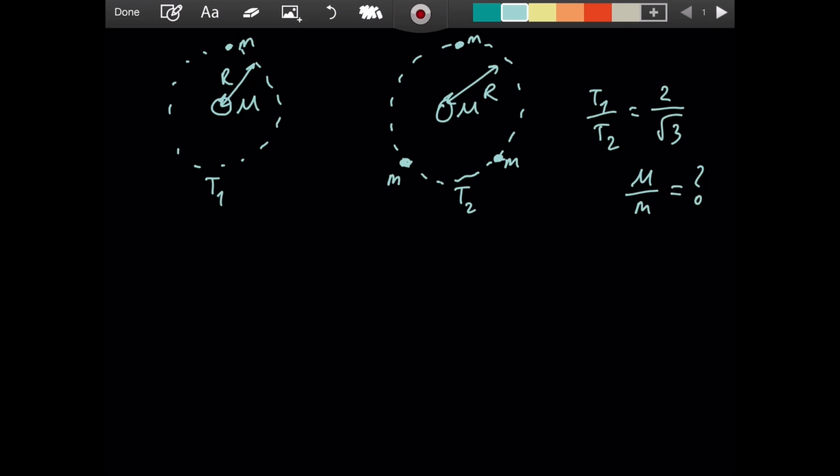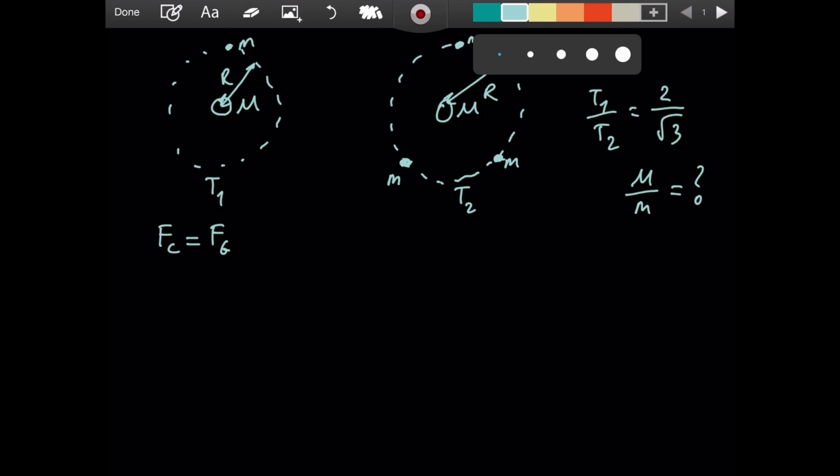Let's solve it together. Which one do you want to start with? Obviously the second one. No, obviously the first one. It is easier. At least that's what we assume. So how do we start with the first one? Well, we say that the centripetal force will be provided by the gravity. And how do I know that there is a centripetal force? Well, the mass is moving in a circle.